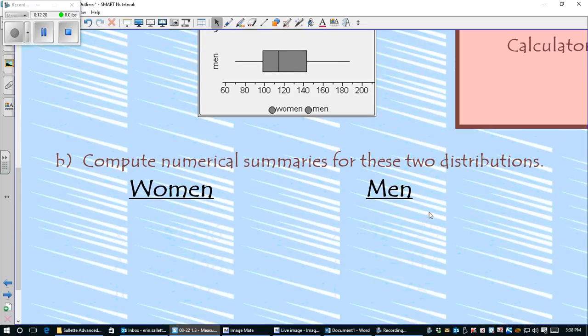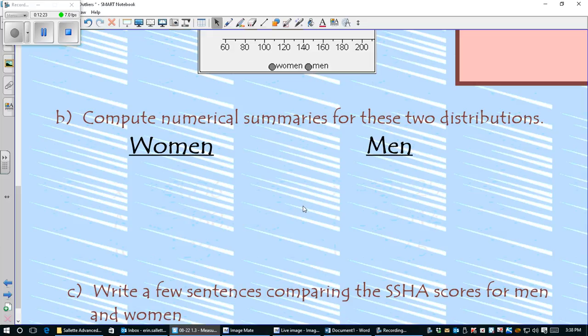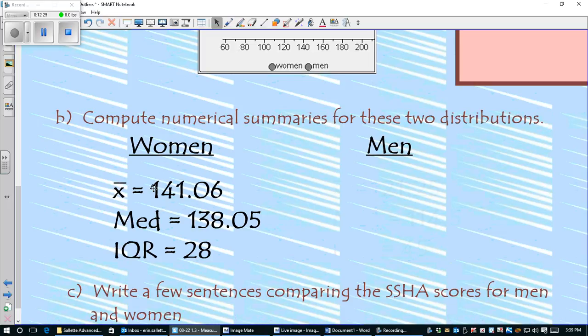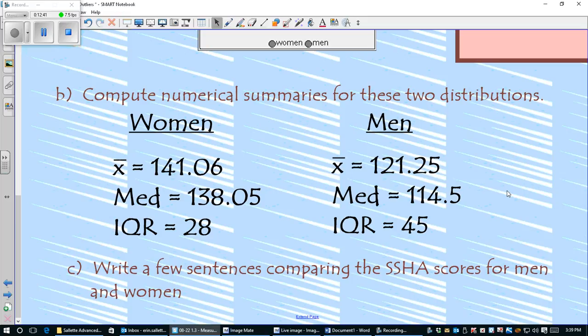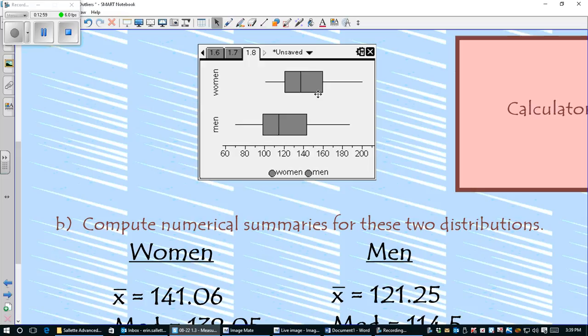Now, computing the numerical summaries for these two distributions, I can go into the one variable statistics for each of those lists, and I can find that the mean is 141.06 for the women, and the median is 138.05. The IQR is 28. And for the men, the mean is 121.25, and the median is 114.5, with the IQR of 45. Remember, the IQR is a form of spread measure, so I see that the women have a smaller spread of their middle 50% of data than the men. That's also evidenced by the smaller box.